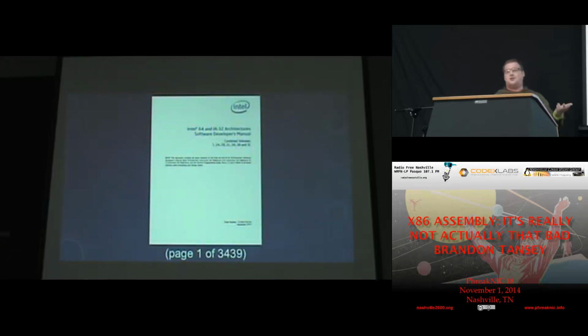And two, to show you how much there is to learn. So again, this is page 1 out of 3,439. I have not read all of it. I do not know all of it, but I can still be functional, right? And that's kind of what I'm looking to show. You don't have to be like a wizard to kind of get and be able to be functional with assembly language, specifically Intel 32-bit x86.